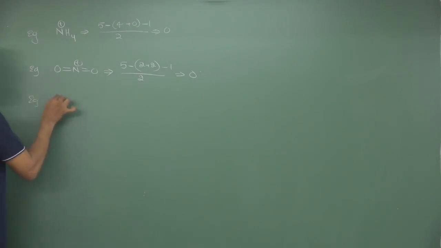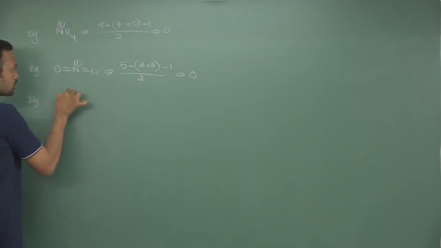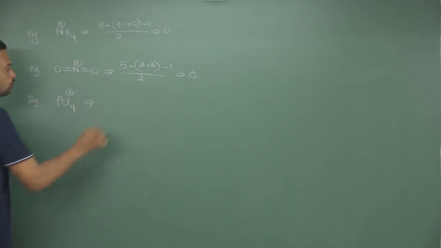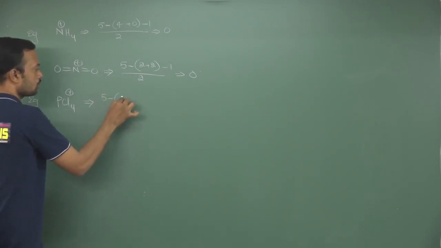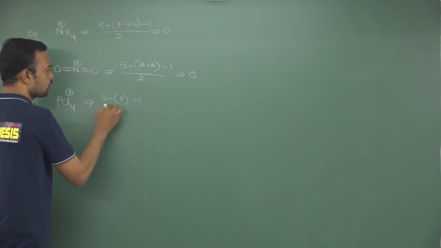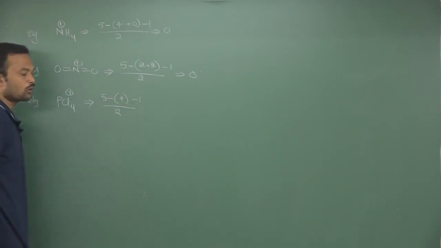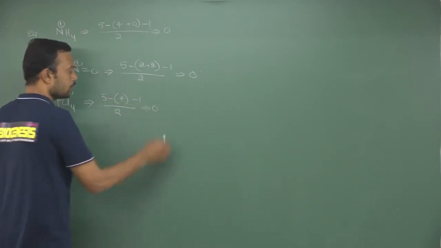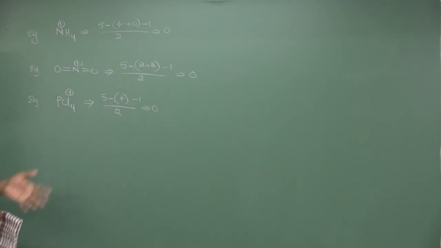Okay, so I am taking PCl4 plus. Now group number is 5, total sigmas are 4 sigmas, no pi electron is present, plus 1 means here you should take minus 1. 5 minus 4, 1, 1 minus 1, 0. Here also it doesn't carry any kind of lone pair of electrons.